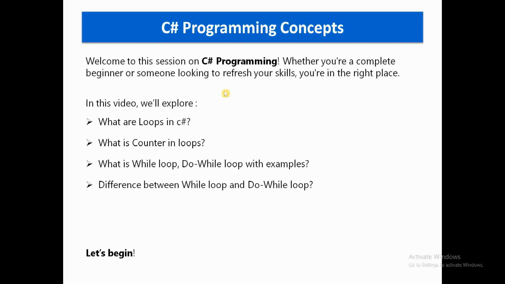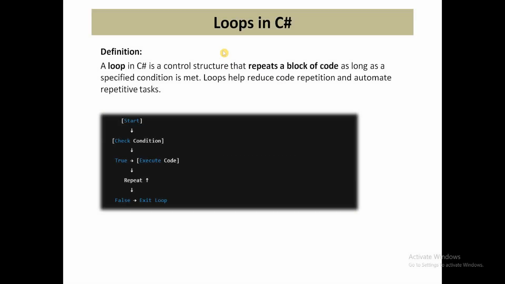Hello friends, today we will discuss some important topics of C# programming about loops. So here is the list: what are loops in C#, what is a counter in loops, what is a while loop, a do while loop with examples, and the difference between while loop and do while loop. So let's begin. The first one is loops in C#.